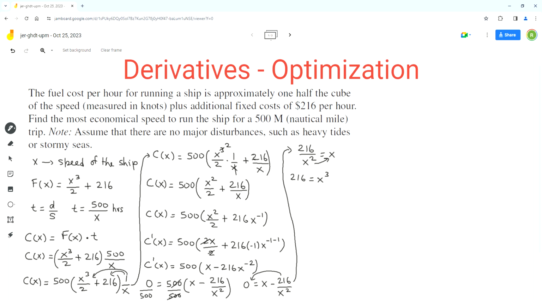Now we can apply cube root to both sides to isolate x. So the cube root and the cube cancel each other out on x, and the cube root of 216 is 6. So x is equal to 6, and the speed is 6 knots.